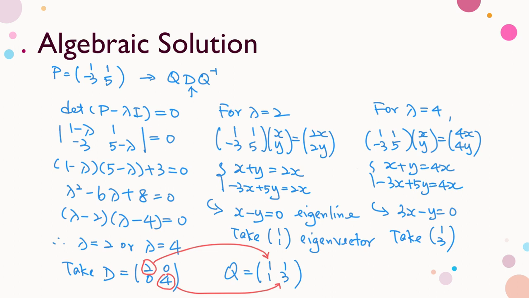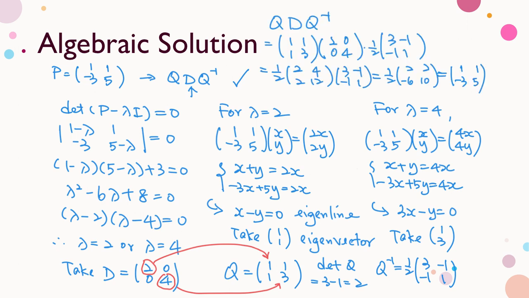Find the inverse of Q. The determinant of Q is 2, so the inverse of Q is as shown. Therefore, the decomposition QDQ inverse is obtained. This result can be verified by doing the multiplication and get P back.